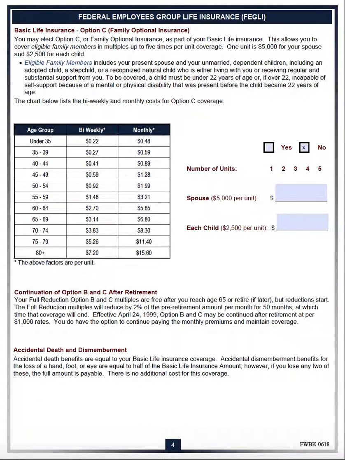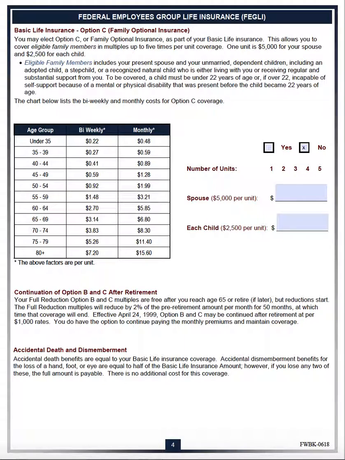Moving on to Option C, this is where we're showing them their family optional insurance, depending on the number of units that they have. This is a place where we can pause and ask them about child and spouse insurance. You can see the maximum number of units is 5, at $5,000 per unit for a spouse, $25,000 total. A lot of times I'll ask, okay, $25,000, there's not a whole lot of cost here, but not a whole lot of benefit. What other policy do you have on your spouse? Or, I'm going to assume you've got additional coverage elsewhere. How much do you have on your spouse?